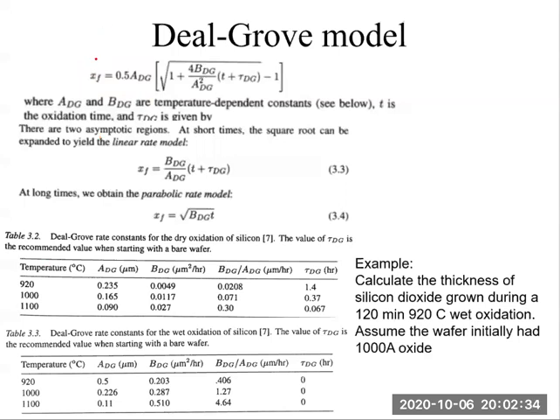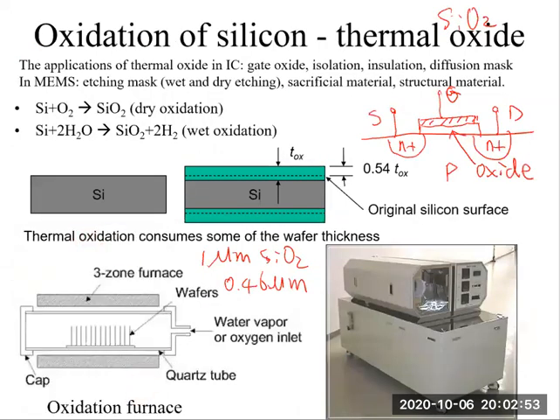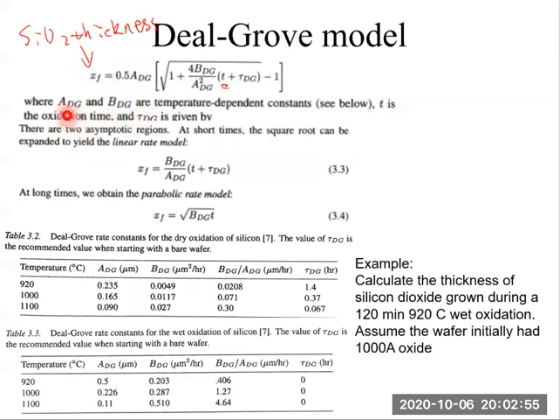Thus, XF stands for silicon dioxide thickness, as a function of time. Sorry, this T is oxidation time, not temperature. And ADG and BDG are temperature-dependent constants, two constants, ADG, BDG. And tau DG is another constant.